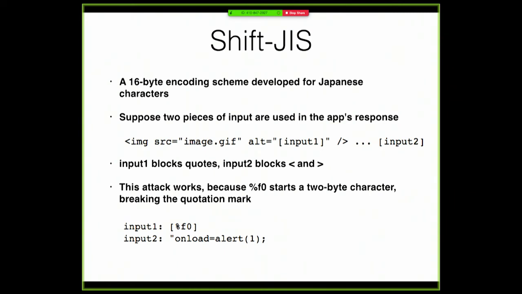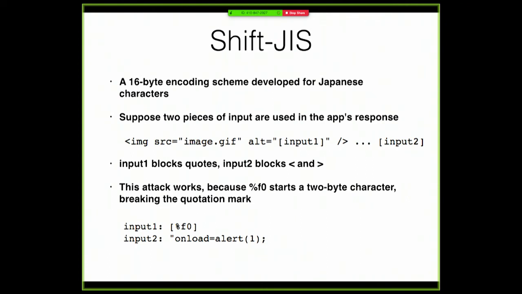So what you can do, this is really awful. Suppose I have an image here, with alt equals something that came from the user, and down here I have something else that came from the user. This one will not let me put in a quote, so I can't escape the quote. This one will not let me put in less than or greater than, so I can't put in an HTML tag.